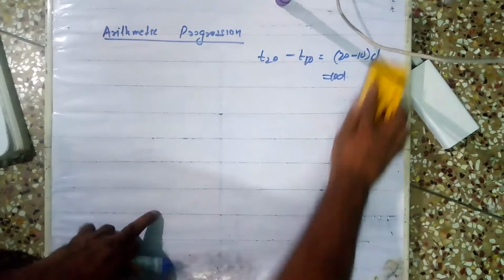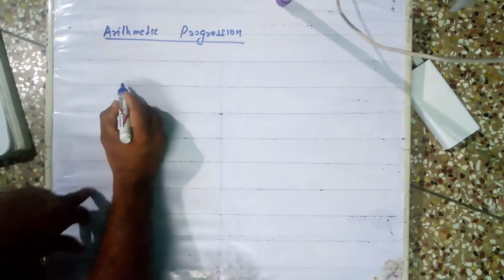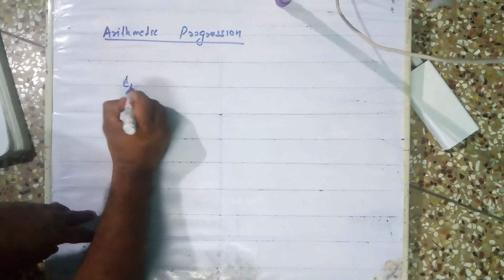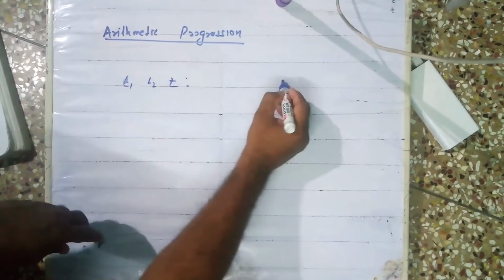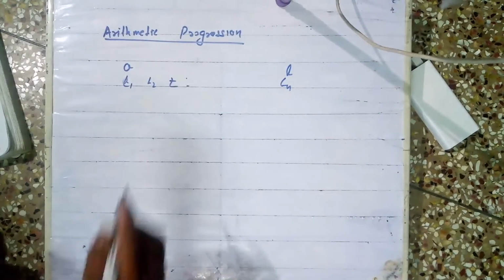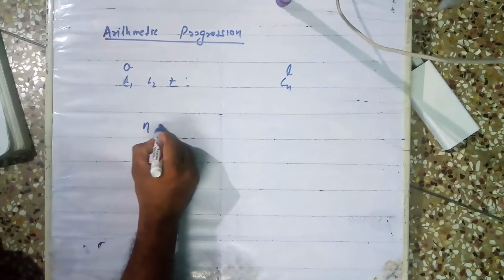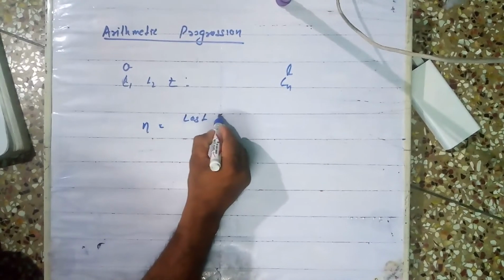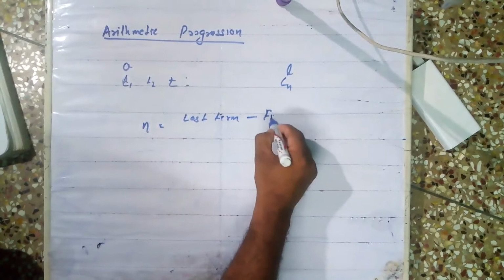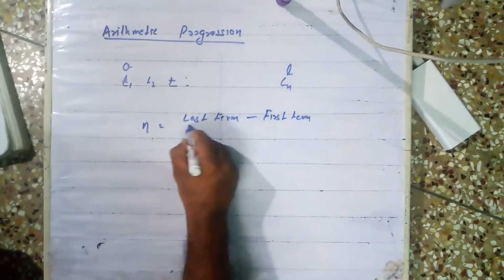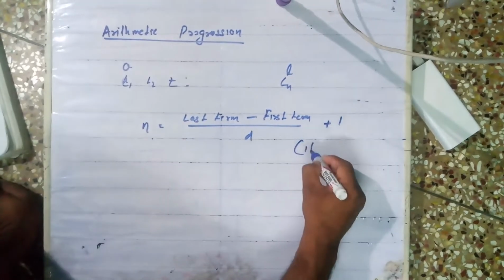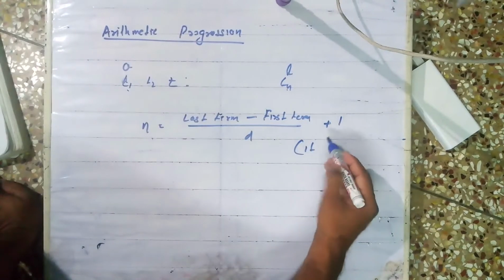Terms in an AP. Suppose the terms are T1, T2, T3, like that up to Tn. So this is the last term, this is the first term. The formula for the number of terms N is equal to last term, this is not there in your book, minus first term, by common difference D, plus 1, if both the end terms are included.